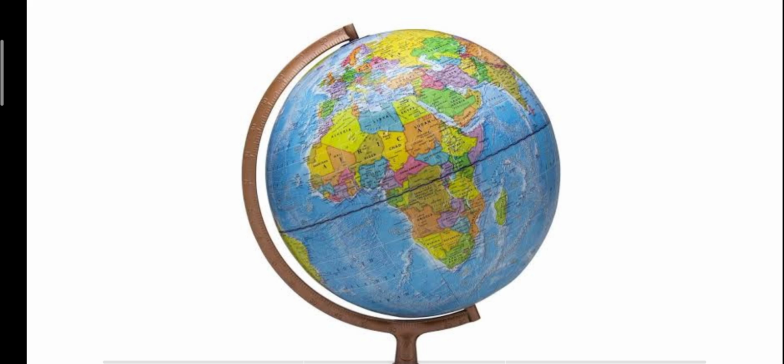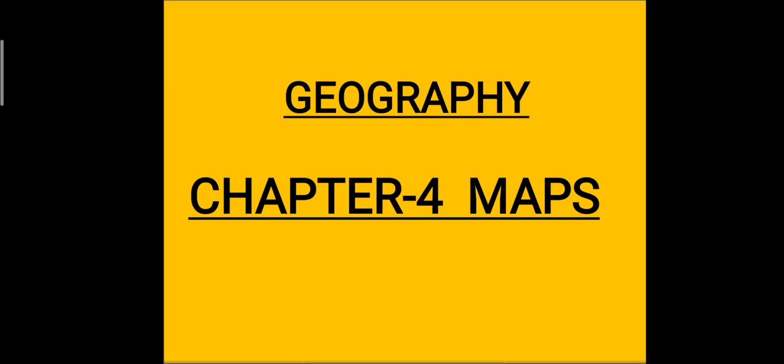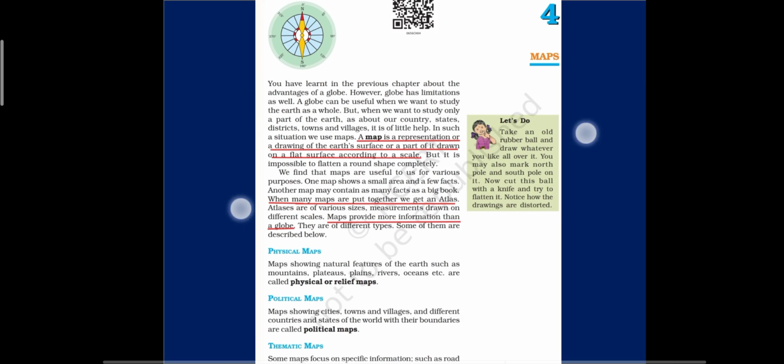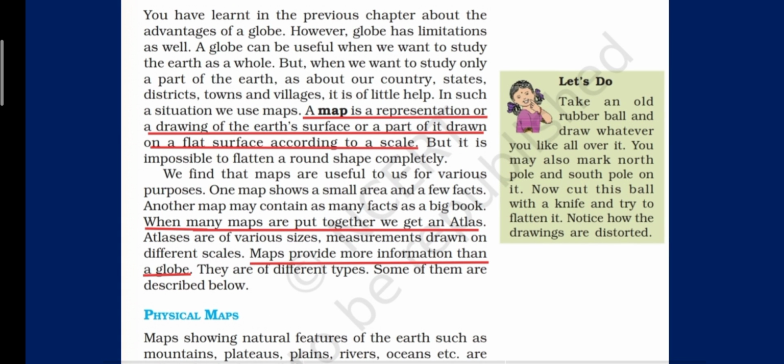So globe is useful when we want to study the earth as a whole. Means if we have to study about the shape of the earth, or if we have to study about the continents, oceans, then globes are good. But when we want to study about only one part of the earth, or one country or one city, town or villages, then in that case globes are of no use to us or of very little use to us. But in that situation, we have to take the help of a map.